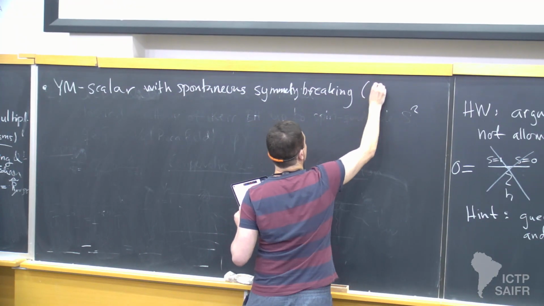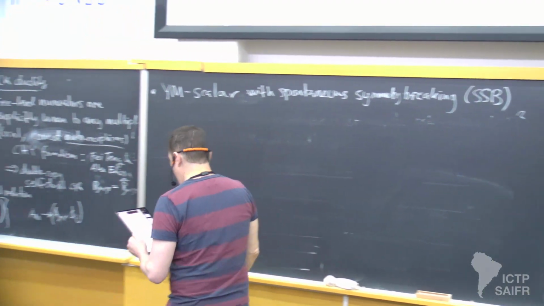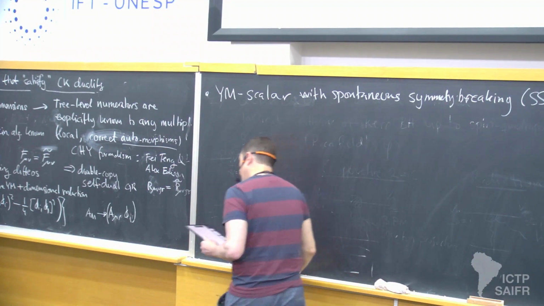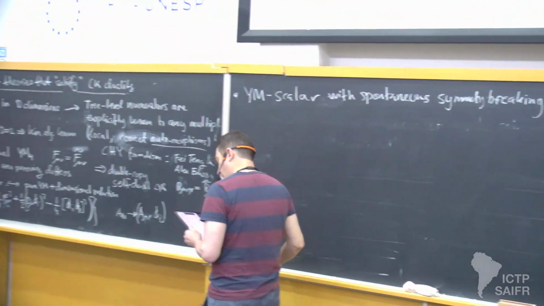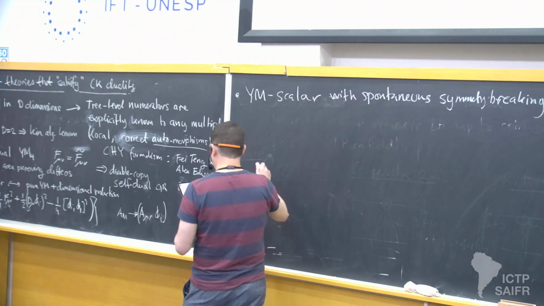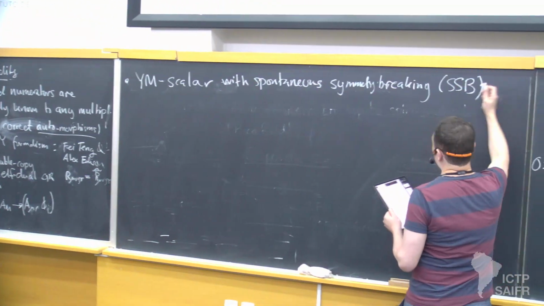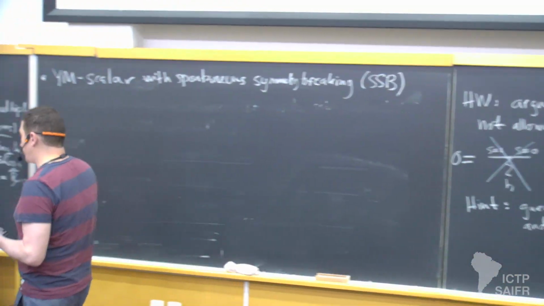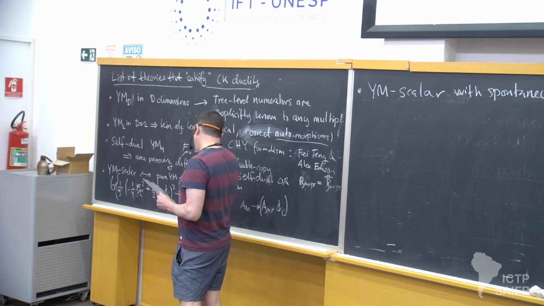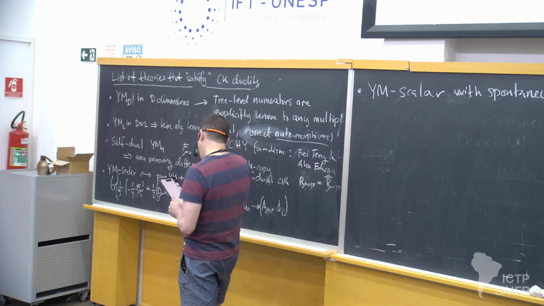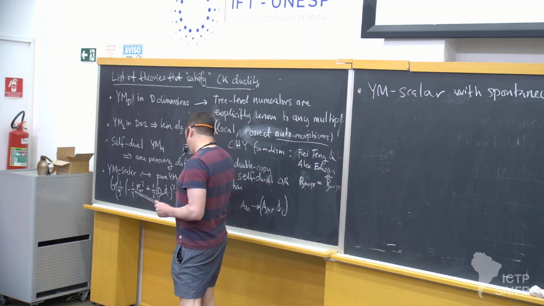Which people usually call SSB. Okay, and to be specific here, of course, you can do symmetry breaking in many different ways. But what you want to do here is look at places where the potential vanishes. So the potential, this is a potential here.